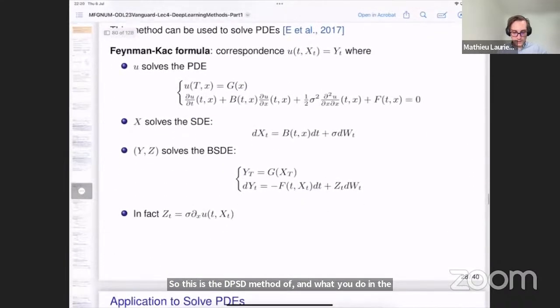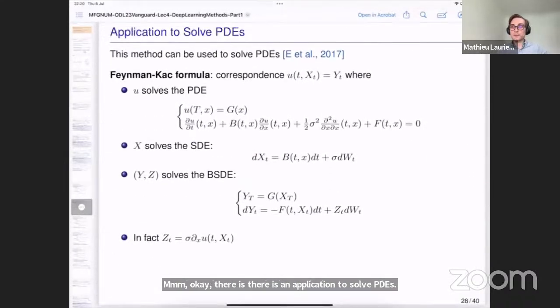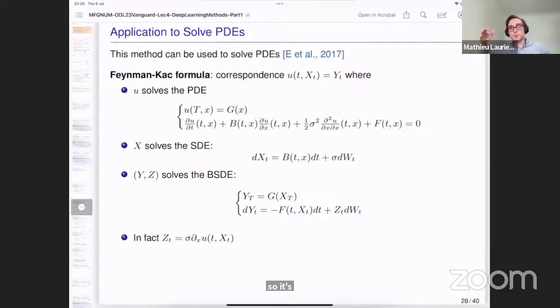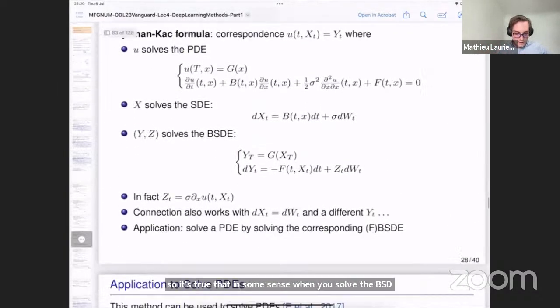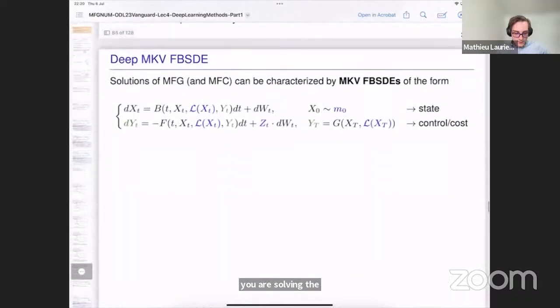Maybe I will skip this, but their paper is titled Solving PDEs in High Dimensions. The reason being that you have a connection between PDEs and BSDEs. So it's true that in some sense, when you solve the BSDE, you are solving the PDE. Here I will skip this. You can take a look if you want.